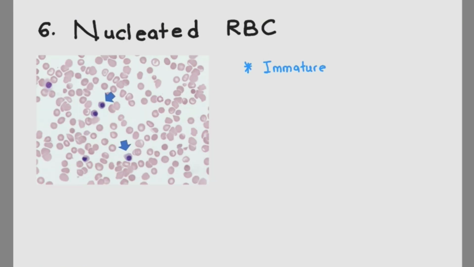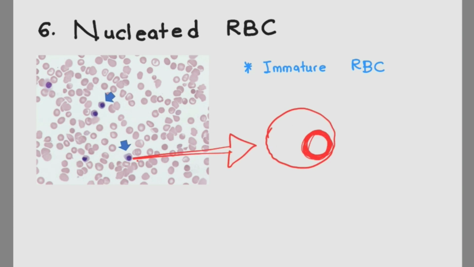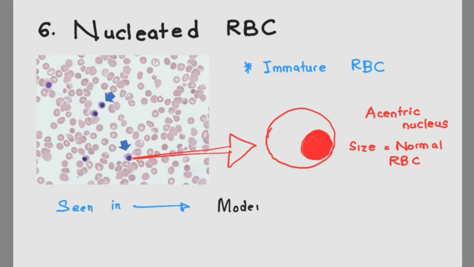Here we can see the nucleated red blood cells. These are the immature form of red blood cells with the nucleus. When the bone marrow is working hard to make more red blood cells in moderate or severe anemias, these immature cells can sneak into the bloodstream. These cells are known as nucleated red blood cells, which have a size similar to the normal red blood cell but with an acentric nucleus.